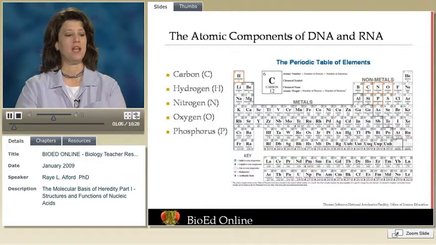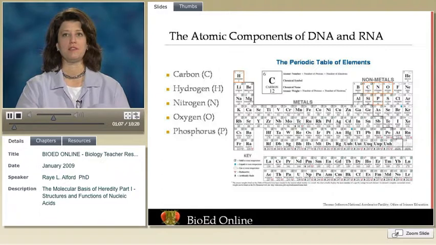The acronym DNA stands for deoxyribonucleic acid. The acronym RNA stands for ribonucleic acid. DNA and RNA are very large biological molecules, also known as macromolecules. DNA and RNA encode the genetic information of all living things. They encode, in biological terms, the language of life. The elements found in DNA and RNA include carbon, hydrogen, nitrogen, oxygen, and phosphorus.